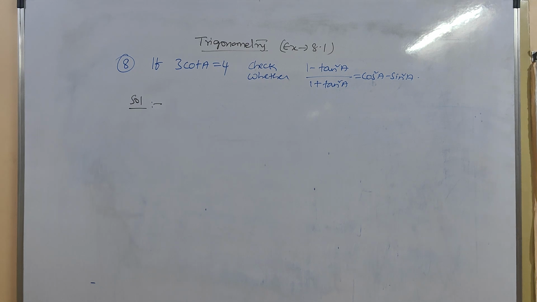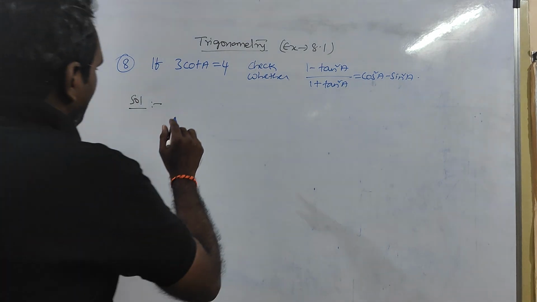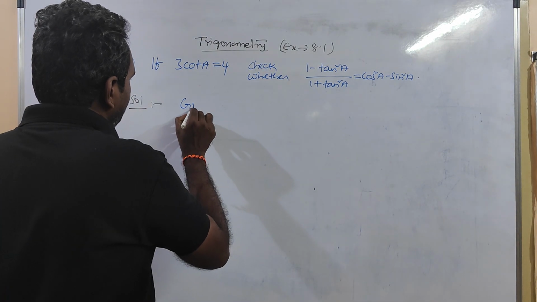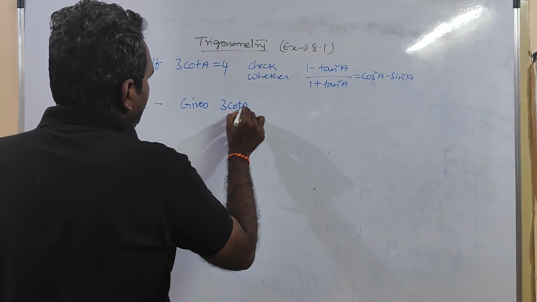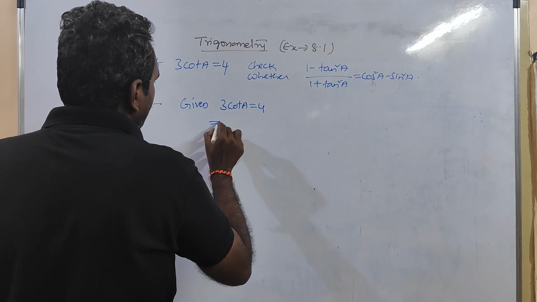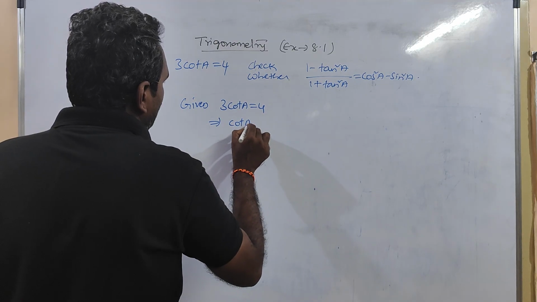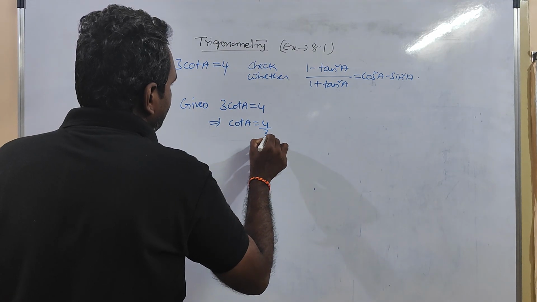You read the question carefully. If 3 cot A is equal to 4, check whether 1 minus tan square A by 1 plus tan square A is equal to cos square A minus sin square A. That we will see. First, what is given, that we will write. Given 3 cot A is equal to 4. This implies cot A is equal to 4 by 3.